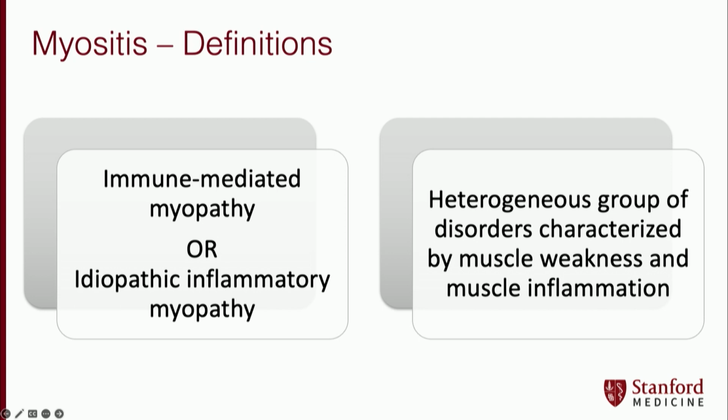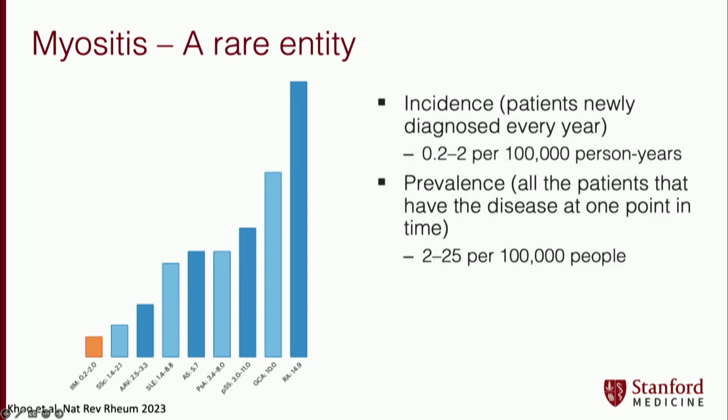Overall, as a group, these are heterogeneous disorders characterized by muscle weakness and muscle inflammation. Overall, myositis is quite a rare disease. This is a graph that compares it to other autoimmune diseases, from the rheumatology literature. On the right you see rheumatoid arthritis. If we compare the incidence, the new cases that present every year, of myositis, this orange band here, it is a very rare disease.